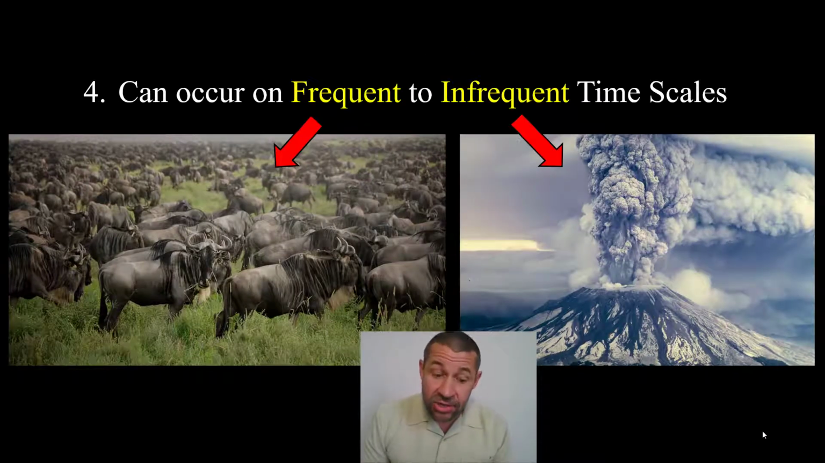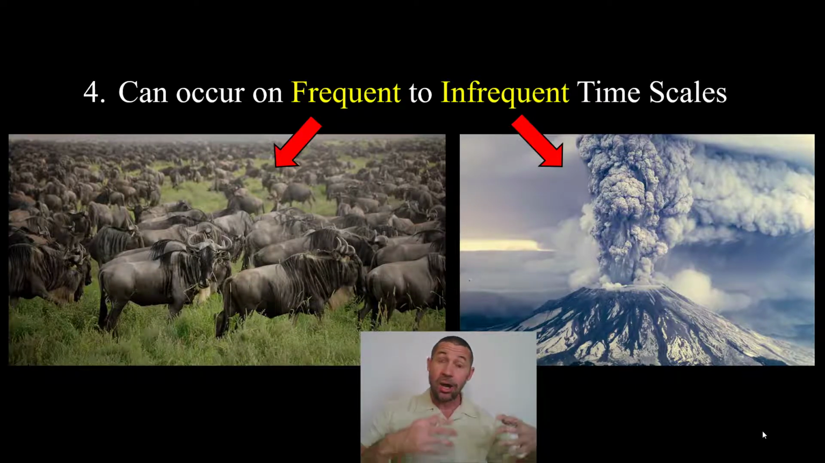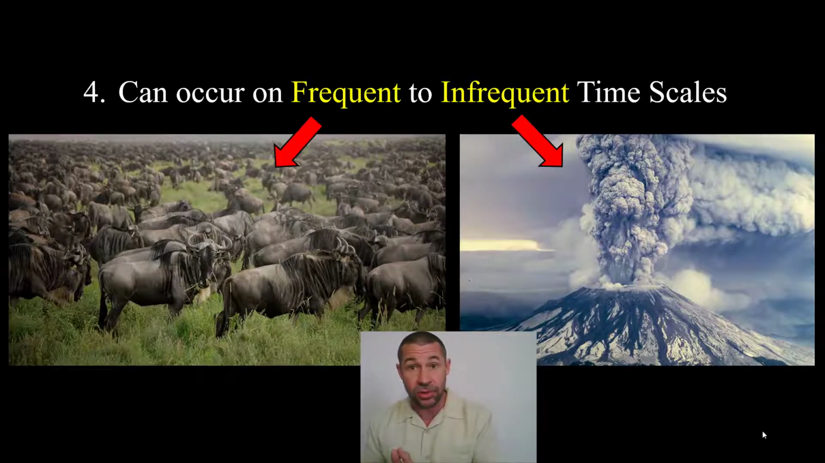Just as with spatial scales, an ecological disturbance frequency is going to vary on temporal scales or time scales as well. So, from the great migration of wildebeest in the Serengeti, like the land crabs, this occurs annually, regularly, frequently, to infrequent disturbance events like Mount St. Helens. Volcanoes erupt on millennial timescales.